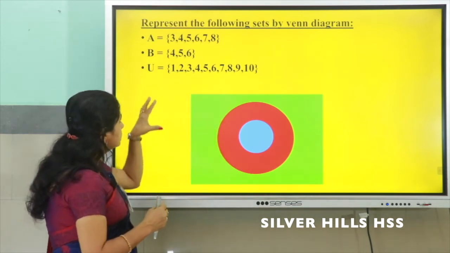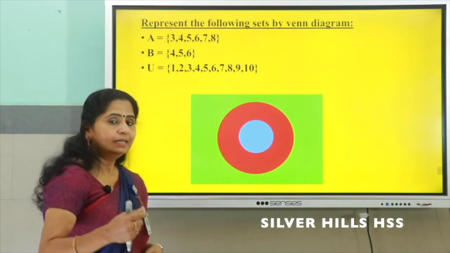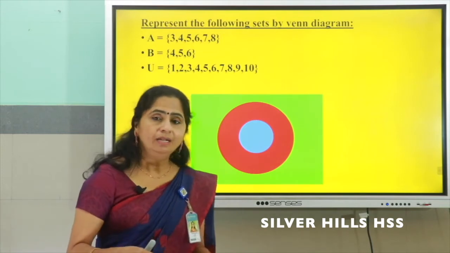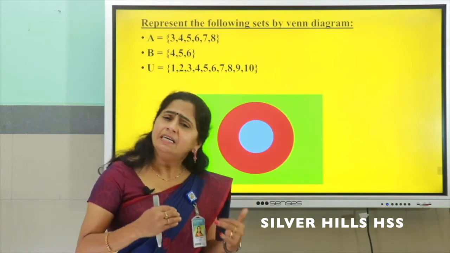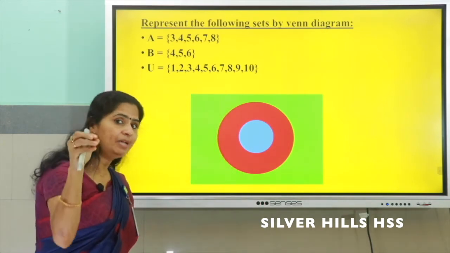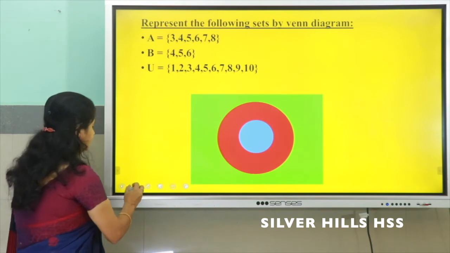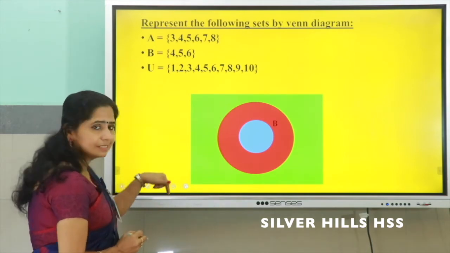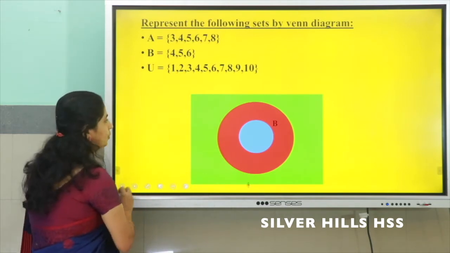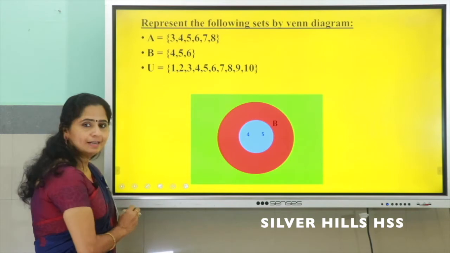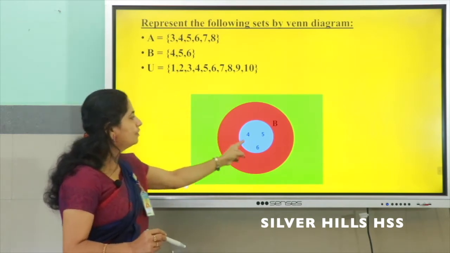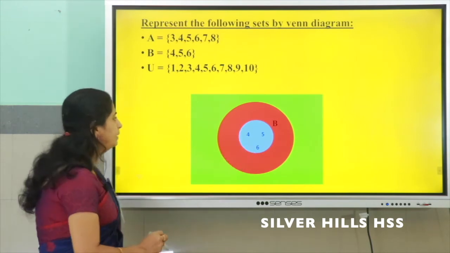So, when we study these sets, we can see that the elements of B are contained in A. 4, 5, 6 are in B, they are also in A, which means it is clearly understood that B is a subset of A. So, let us write B first. So, first B comes. Let us write the elements of B inside that circle. So, 4 is there, 5 is there, 6 is there. Therefore, the set B consisting of the elements 4, 5, 6 is written within the circle B.